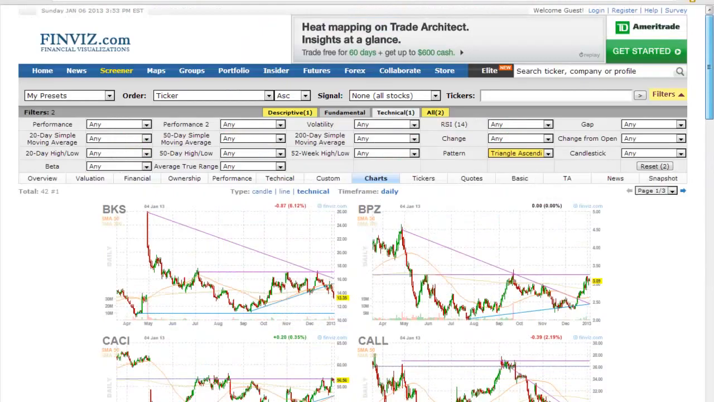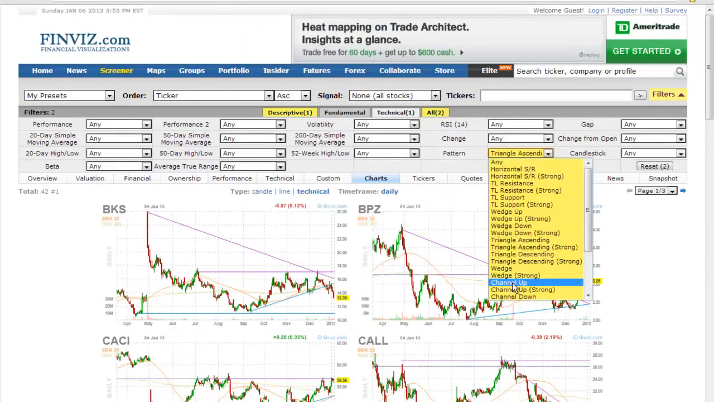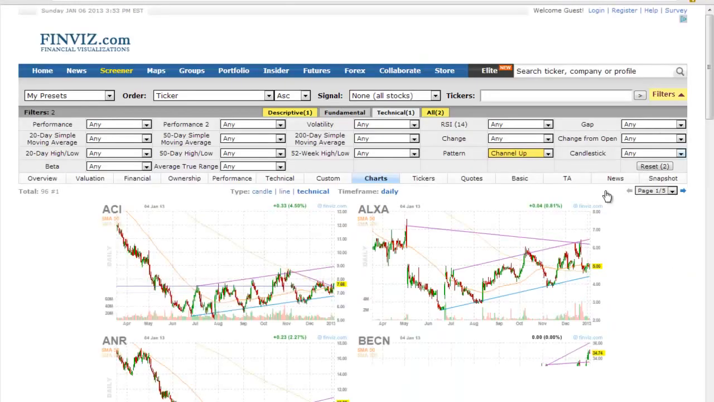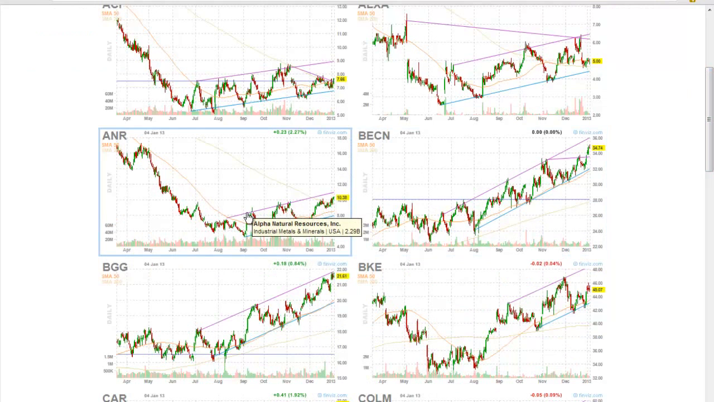Okay, you could also look at channel up with high short interest. And you see LXA, ANR. I believe this is something that Stewie pointed out last week, so keep an eye on ANR. Actually, if you draw a trend line across here, this would be an ascending triangle as well.